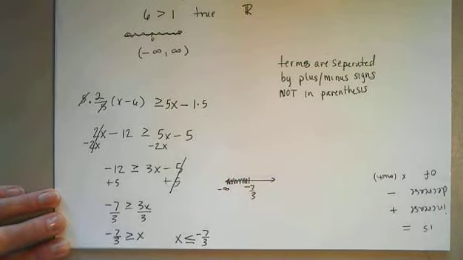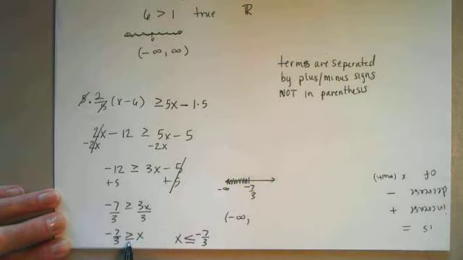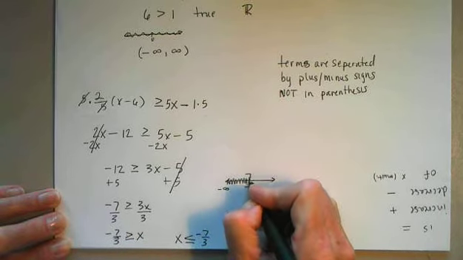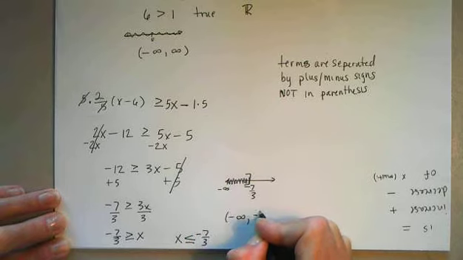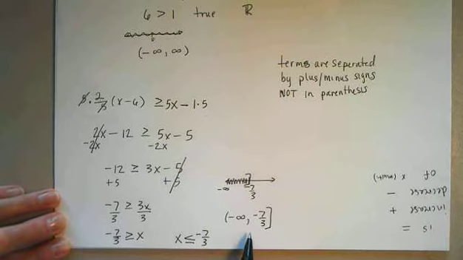So in interval notation, my answer should be negative infinity, which always has a parenthesis. And in this case, I'm going to include negative 7/3, so it has a bracket. So I go all the way to negative 7/3 with a bracket. And that is your answer in interval notation.